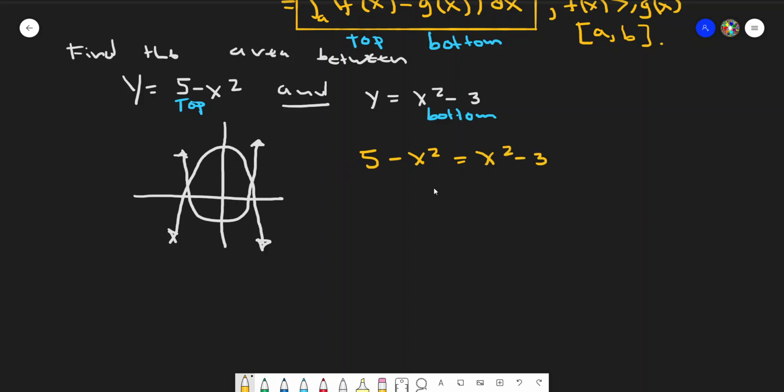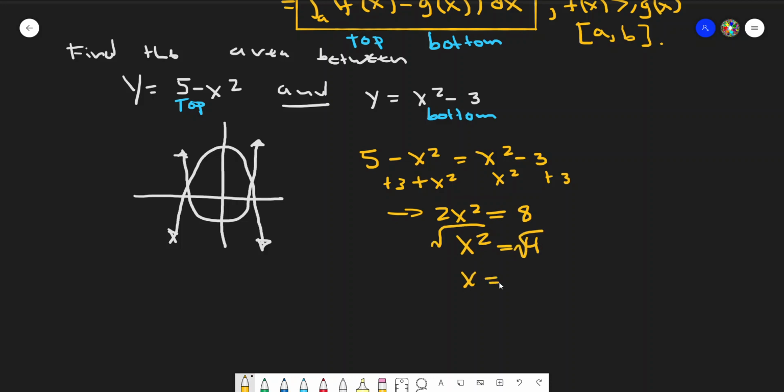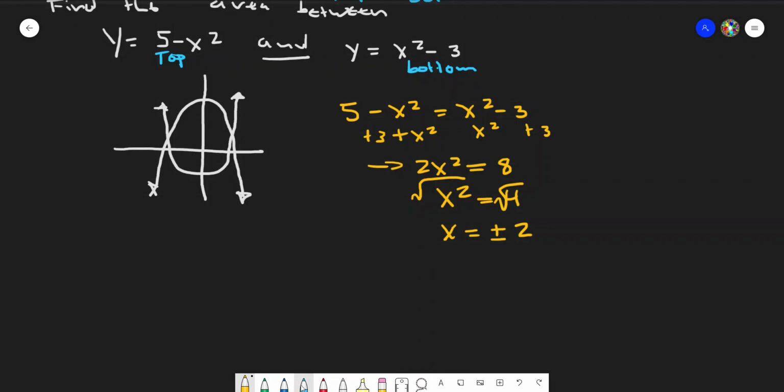And then from there, let's see. Well, we can add x squared to both sides, and we can add 3 to both sides, which is going to give us 2x squared equals 8, which means that x squared, when you divide by 2, gives you 4. Taking the square root on both sides, you're going to find that x is equal to plus or minus 2. Okay, so that tells us that we can actually find the area of the region bounded by these two curves.